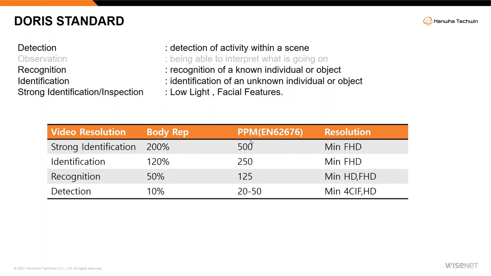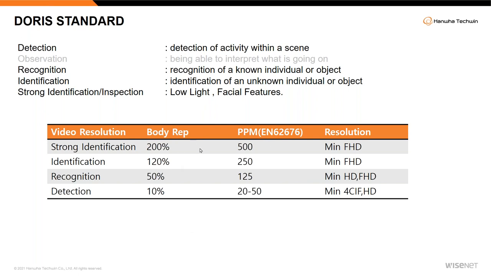Second part, PPM, we covered pixel per meter. Some countries, especially Dubai alone, speak about body representation. Body representation is a percentage. Percentage has nothing to do with pixels. You can use a half megapixel camera, you can use a 30 megapixel camera, it does not matter. It only looks for body representation. Both are actually separate from each other.